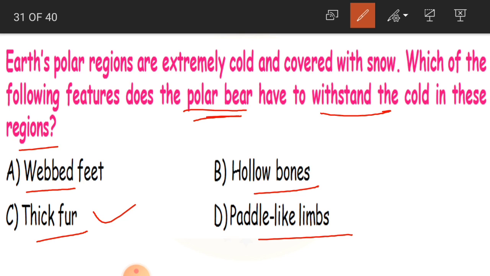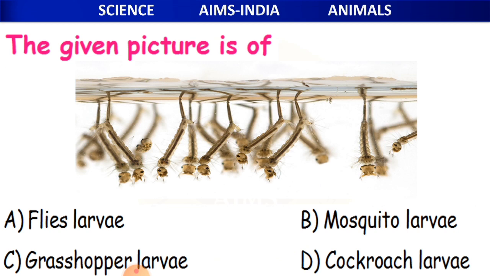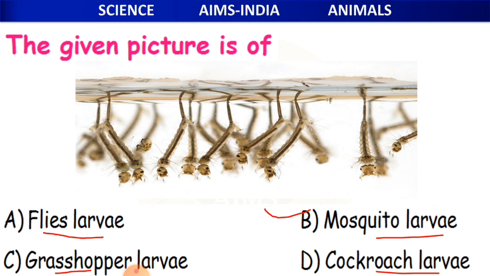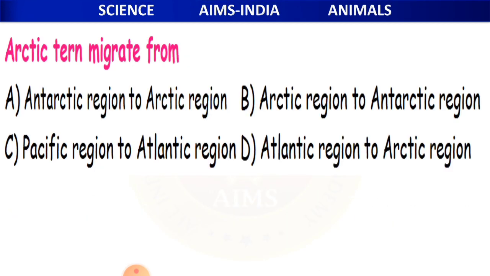It is the C option, children. Thick fur. The polar bear is covered with thick fur, which keeps the body of the bear warm. Okay, clear, children? Now the given picture is of what? Is it fly larva, mosquito larva, grasshopper larva, or cockroach larva? It is B, that is mosquito larva. Clear, children? Now the next question.